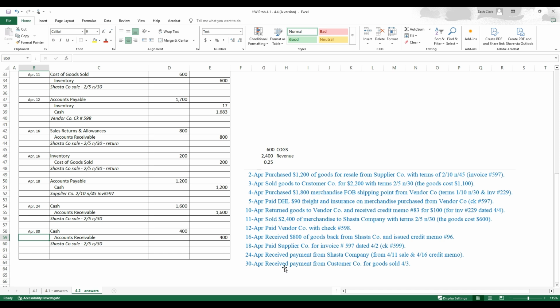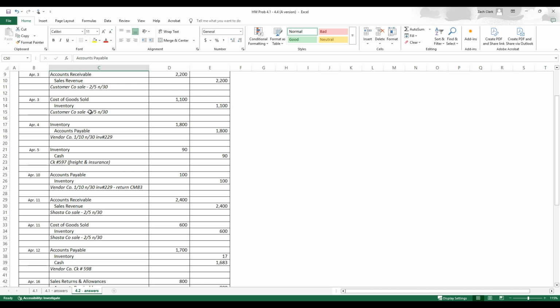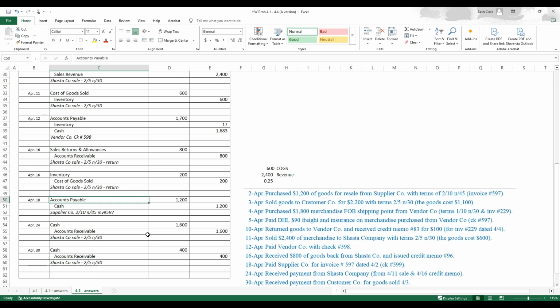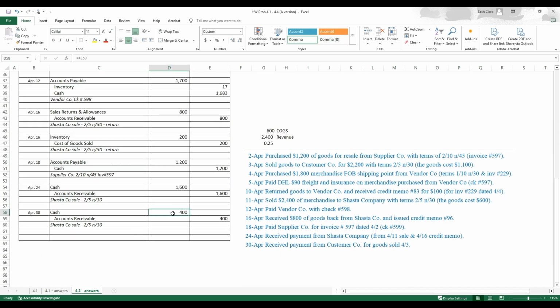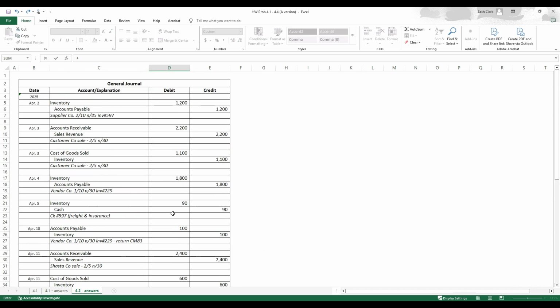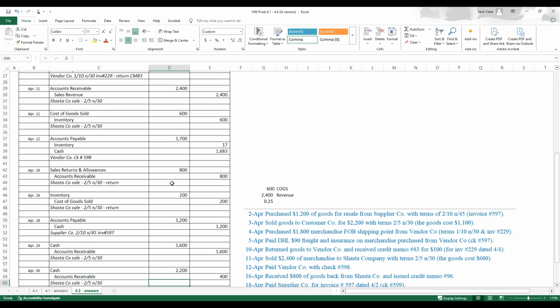Okay, and then on April 30th, we received payment from Customer Co. for goods on 4/3. So this again was 5 days later. So that would have been April 8th. We're way past that on April 30th. So again, no discount. And this was Customer Co. And I don't think we had any other returns from them. Yeah, that was the only thing related to them.